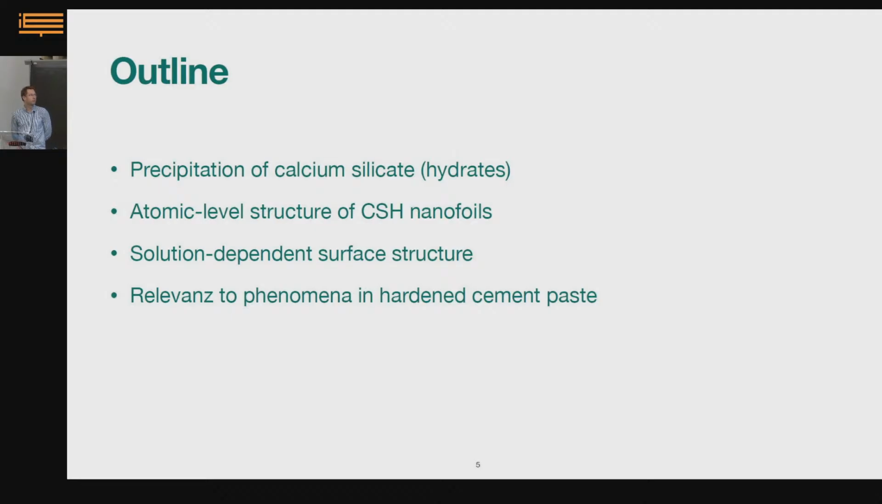So the outline of my talk is, I'm going to show how we make CSH in the lab, the setup, and then we get two different morphologies depending on the solution conditions. But then I will really dive deep into the atomic level structure of the CSH nanofoil, talk about its solution-dependent surface structure, and then I'm going to try in a few slides to point out why it matters and how you can use it in actual cement paste to interpret phenomena.